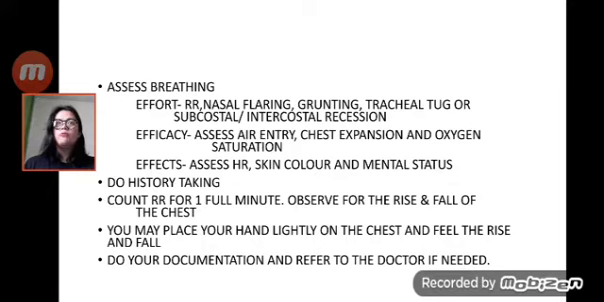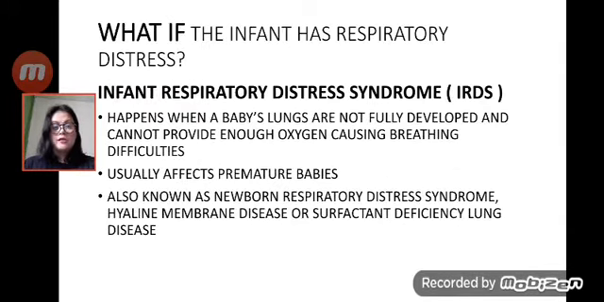If there are problems like what we've mentioned, the nasal flaring, the tracheal tug, or the chest retraction and everything like that, you need to refer that to the attending physician. In the absence of the attending physician, you may refer that directly to the resident on duty or the junior consultant.